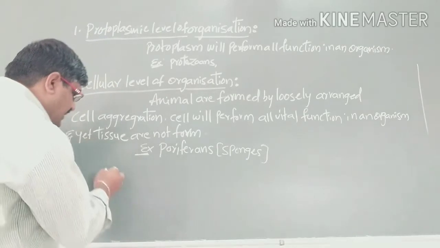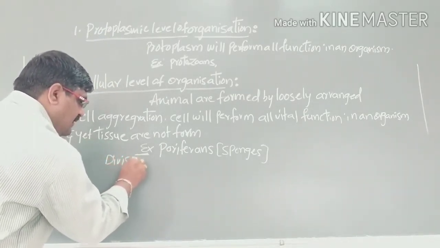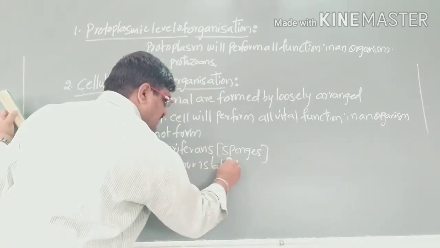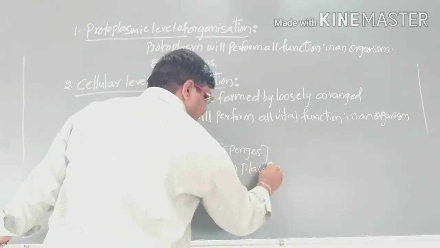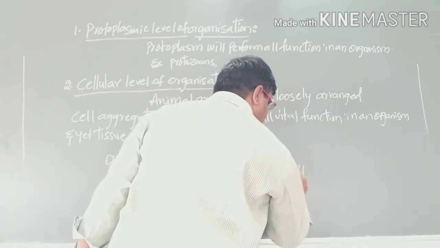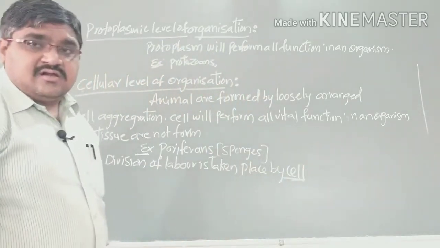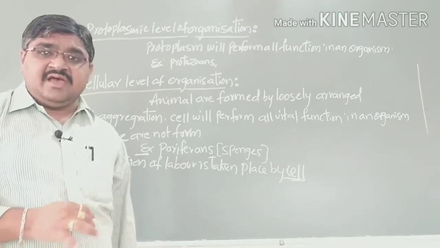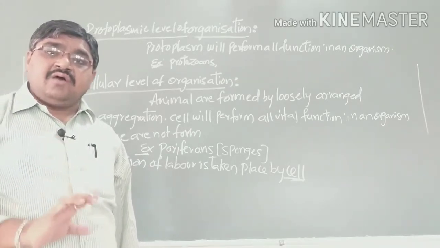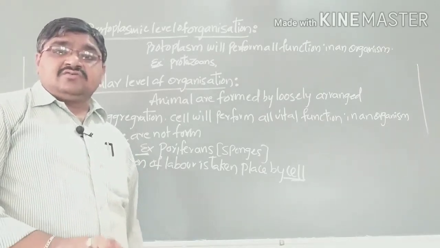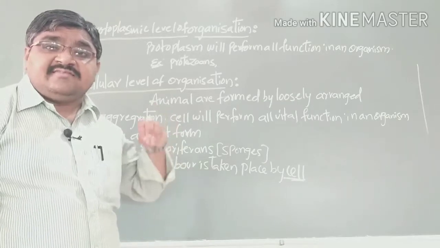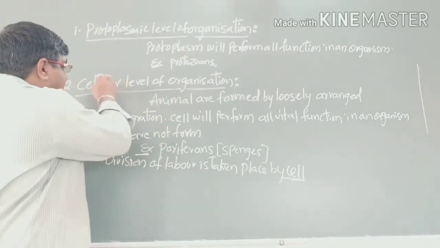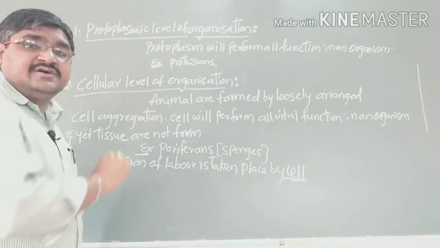Division of labor takes place by the cell only. So we call this the cellular level of organization. That means the cells which are present are not formed into tissues, but the cells perform all the functions of an organism. Division of labor takes place at the cellular level only, so this level we call the cellular level of organization.